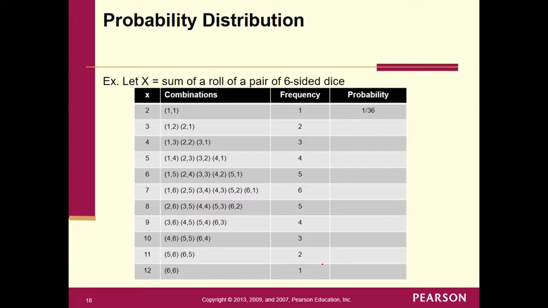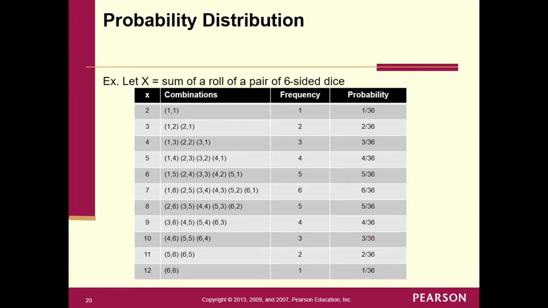So like I said, there's 36 different combinations here, all right? And so the probability of getting a 2, there's just one way of doing that. So that would be 1 out of 36. And then you have all these other ones. For the probability of getting a 3, it would be 2 out of 36, and so on and so forth. And so here are all the probabilities.